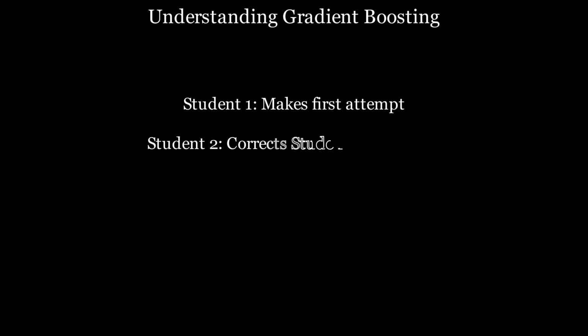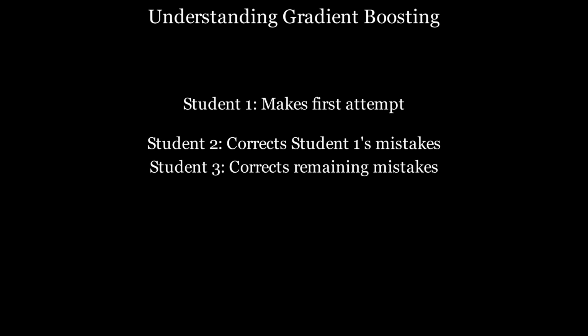The second student doesn't start from scratch. Instead, they focus only on the mistakes the first student made. A third student then looks at the remaining mistakes and tries to correct those. Each new student learns from the combined errors of the team before them. By combining all their efforts, this team of weak students can produce a highly accurate final answer. This is the core idea of gradient boosting.